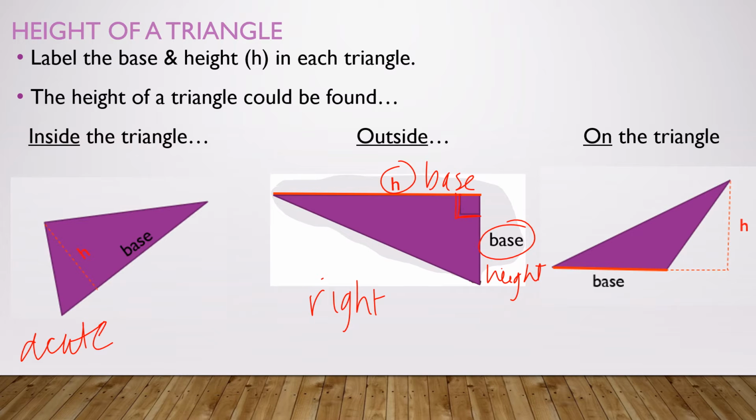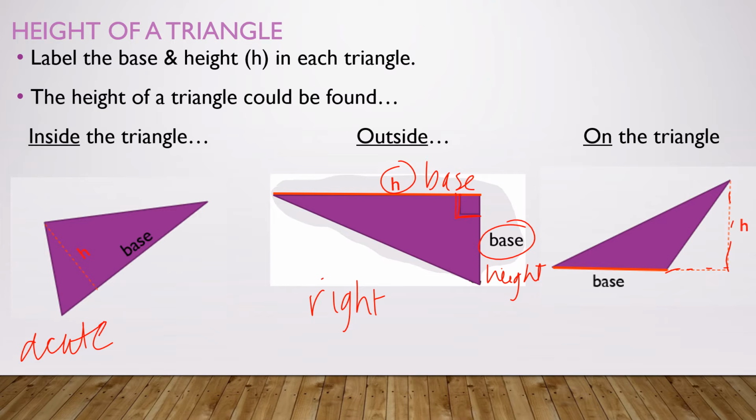It could also be on the triangle. On the triangle just basically means we are going to have to extend that triangle outwards in order to create the height. Because if I were to draw it right here, this height would not be the height of this entire triangle, because the triangle extends all the way up to here. So we need to get the height of the entire triangle there.